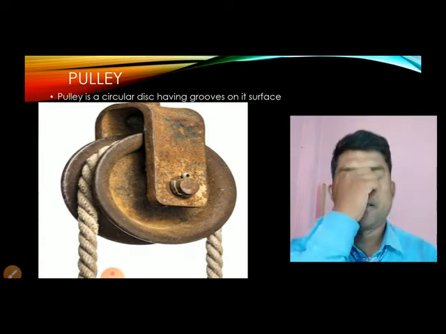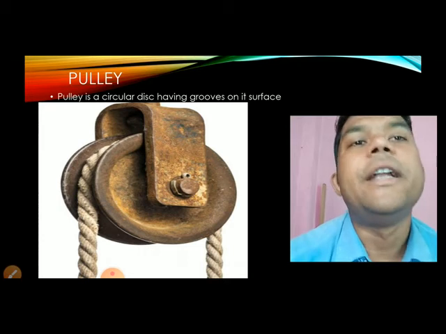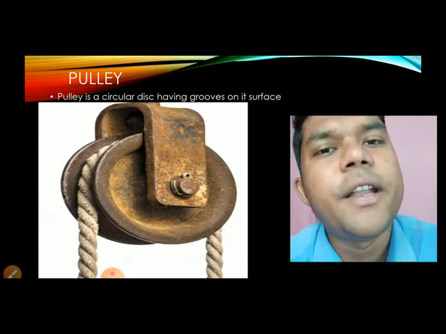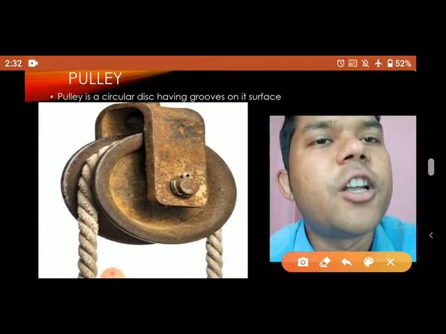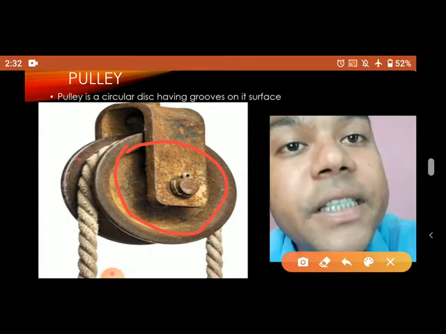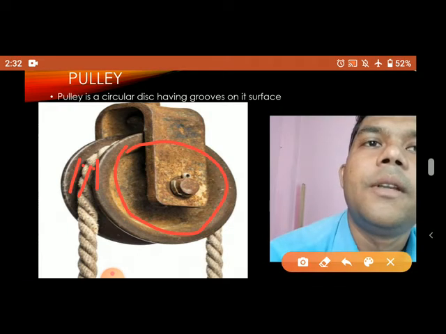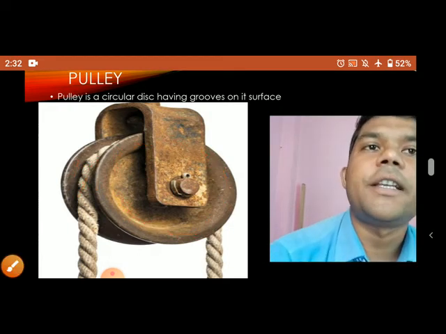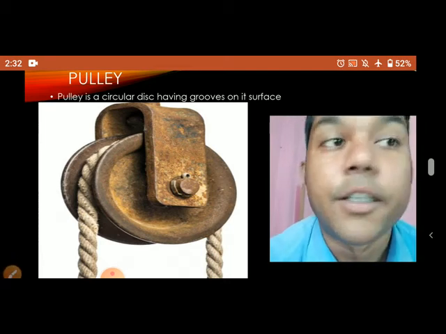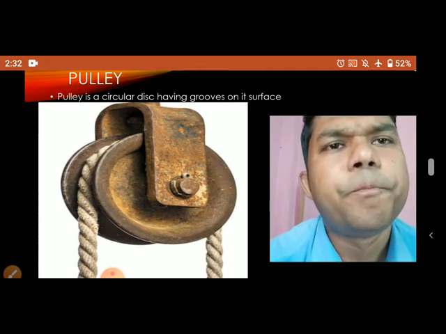Next we will discuss the pulley. What is a pulley? A pulley is a circular disc having grooves on its surface. Simply, a circular disc, and having grooves, which means you can see there are grooves in which a rope can be applied. So a pulley is a circular disc which has grooves on its surface. That is called a pulley. There are different kinds of pulley.